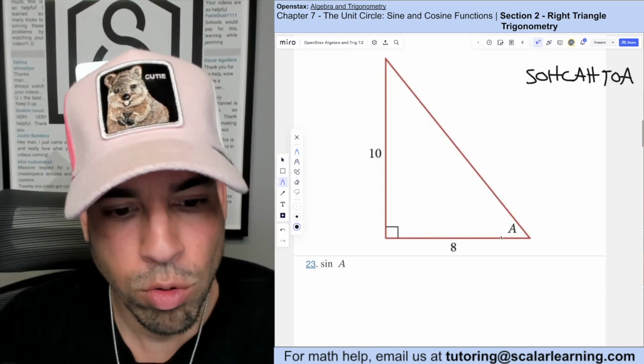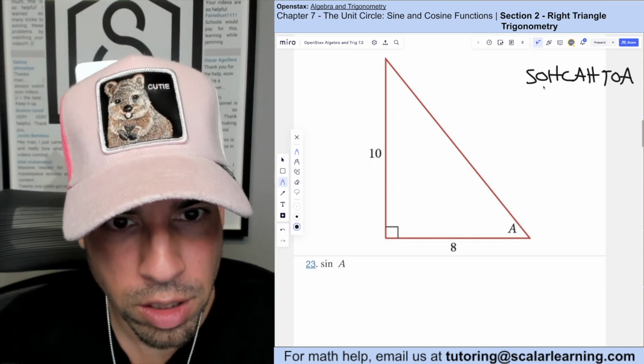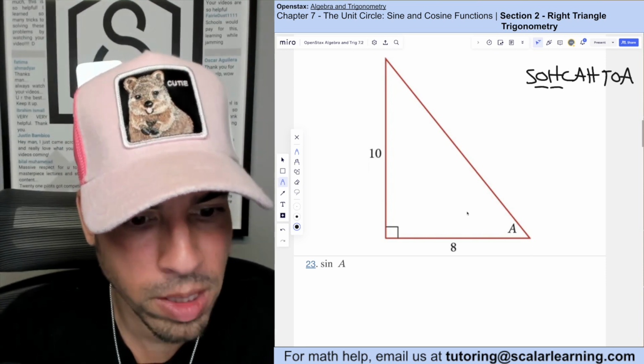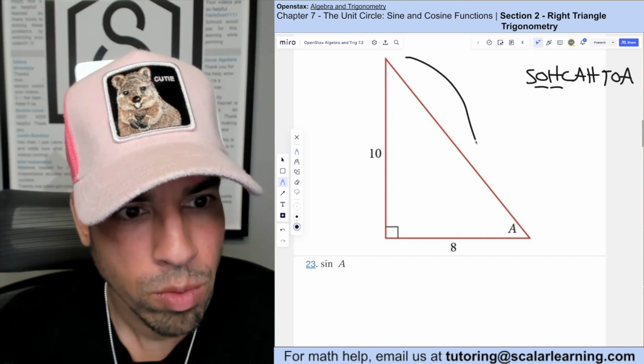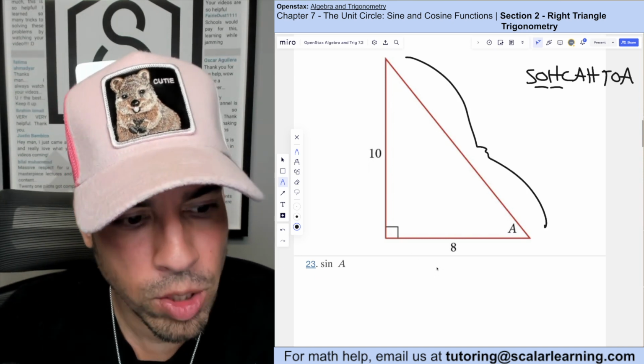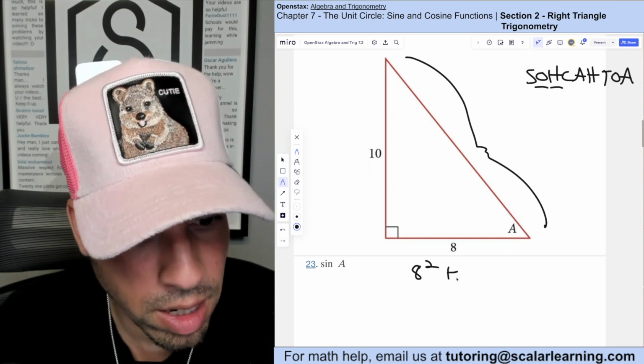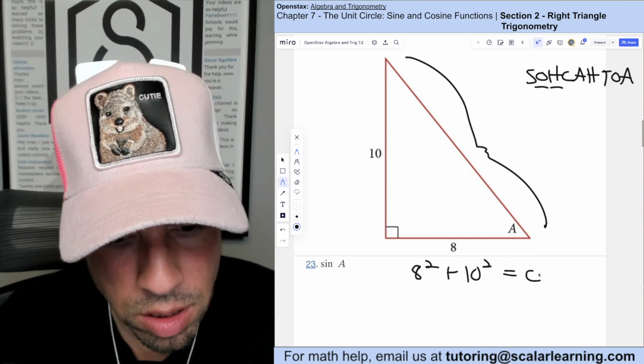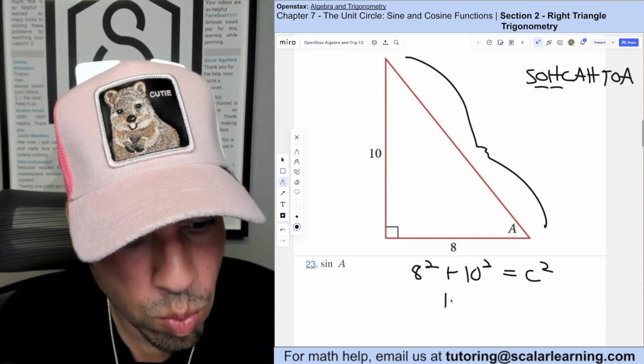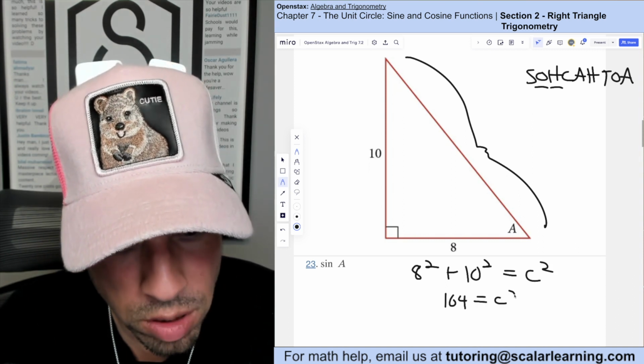Done. So for this one, we're meant to find sine of A, which is opposite over hypotenuse. But the thing is, I don't know what the hypotenuse is, so we need to solve for this first. And I'm going to use Pythagorean's theorem to do so. So I'm going to take 8 squared, which is that leg, plus 10 squared, which is that leg, equals c squared. So this becomes 164 equals c squared.